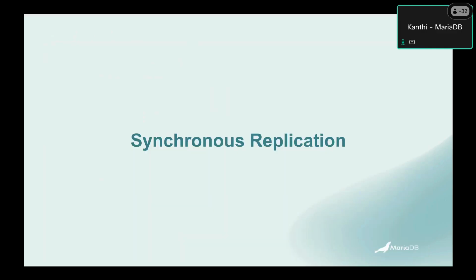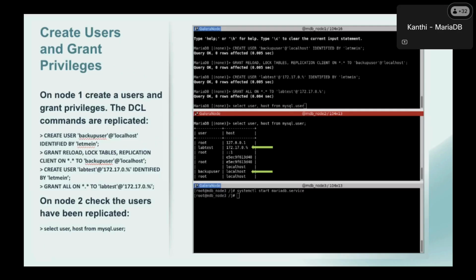So let me demonstrate how the synchronous replication works. So far we have seen how to configure the Galera cluster. Now we are going to see how the synchronous replication flows through for simple operations like user creation, some DDL operations, or DML operations as well. So now you see the three nodes have joined the cluster. In any of the nodes, you just do some user creation.